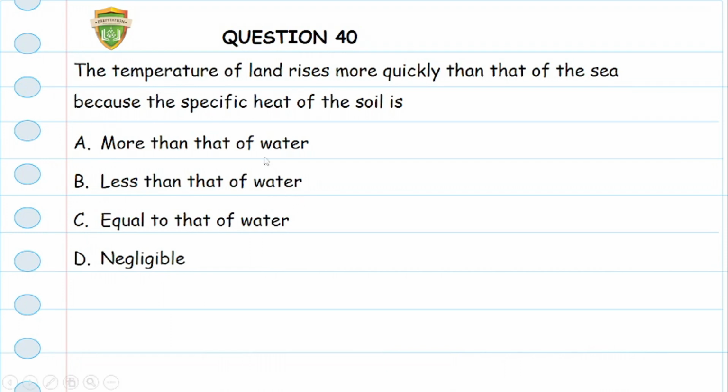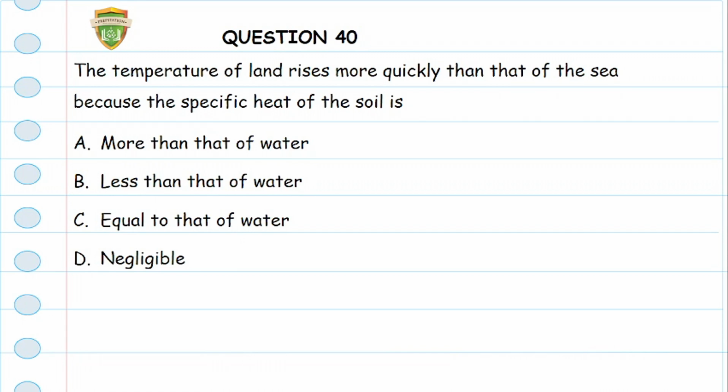And then question 40 says that the temperature of land rises more quickly than that of the sea because the specific heat of the soil is. The answer is B. The specific heat of the soil is less than that of water. So that's why the temperature of the land rises more quickly. Specific heat talks about the quantity of heat that a body or a substance can hold until it now changes its temperature.